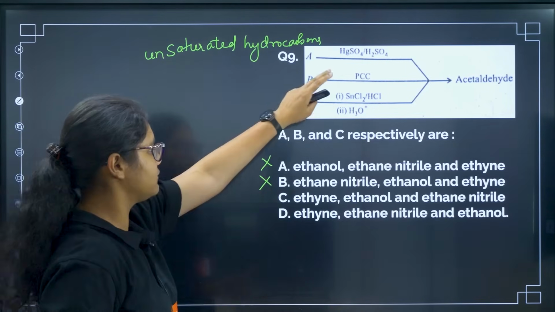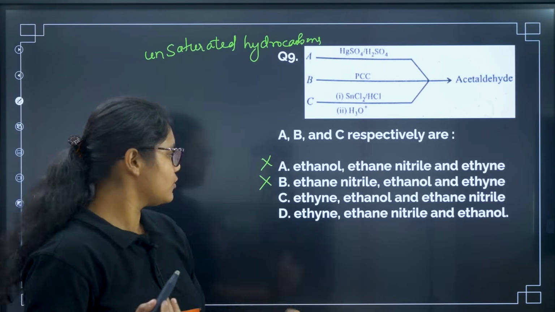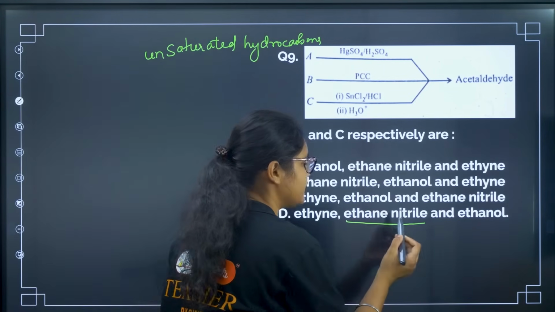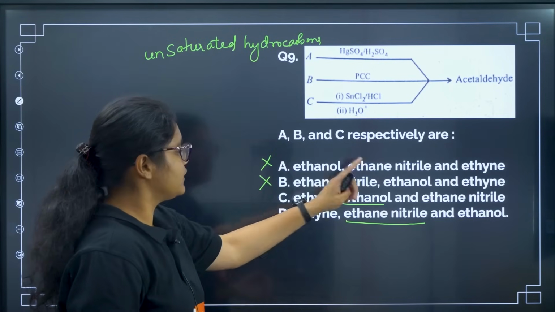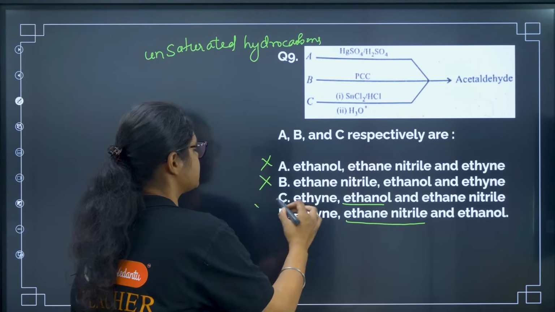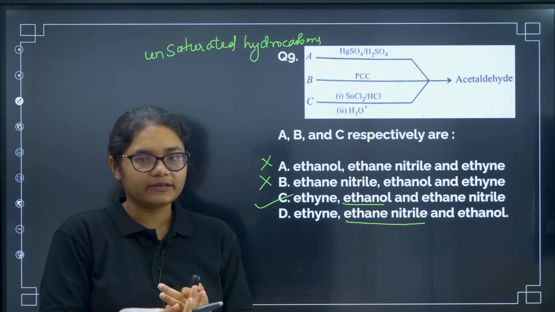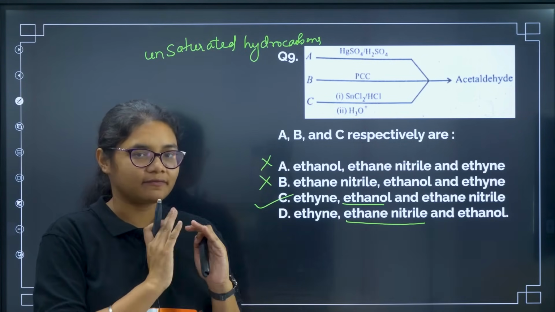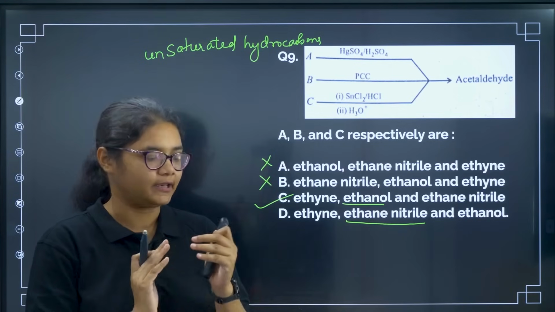So ethyne will give you acetaldehyde. Now just now I told you PCC will react with primary alcohols. So here ethane nitrile is there, that cannot be there. So this one has to be ethanol. Now if you treat with ethane nitrile and hydrolysis, we will get this one. So the correct answer for this question is option number C. So if you know all the reagents, all the reactions, the questions are very, very easy. So just prepare and revise all the reactions again and again.